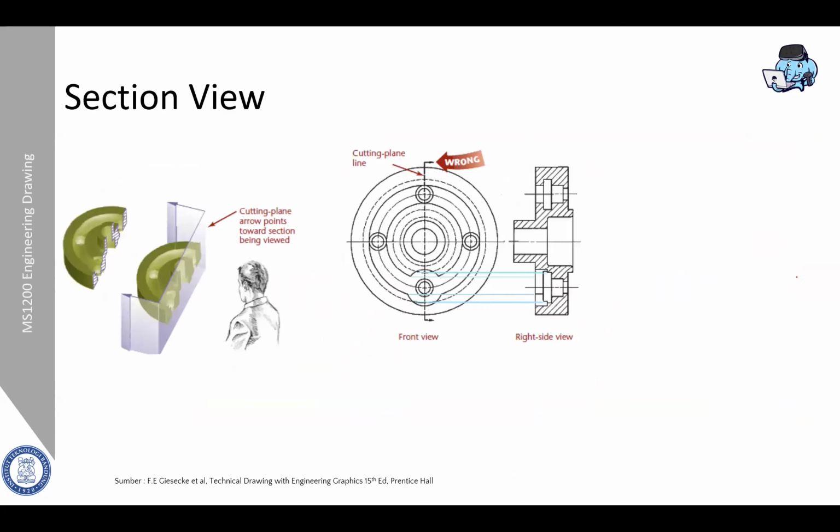So again, this shows you the illustration of the cutting plane, and how we view the section. The cutting plane arrows like this one point toward the section being viewed. It means that the direction of the view is to the left in this case.